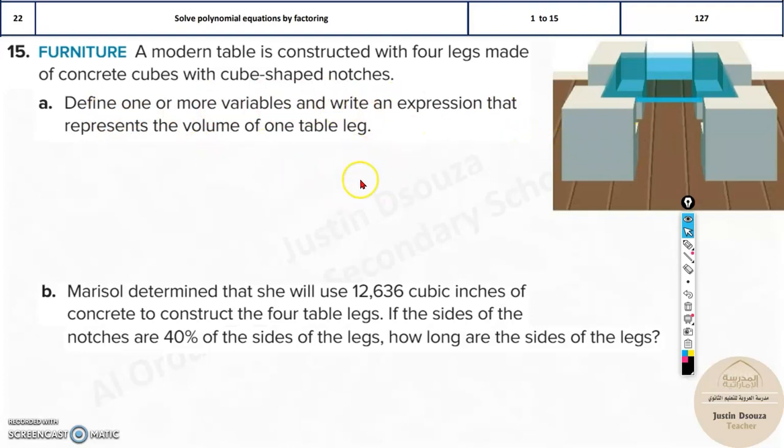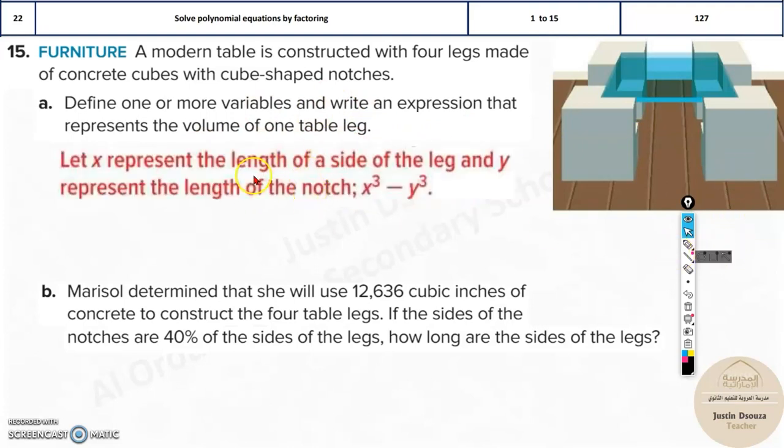We just saw the answer, but here is how we write it, and it's very simple. This is one main leg, made of a concrete cube. This modern table is constructed from concrete cubes, and these are the notches. If you look carefully, the gray cube is the concrete cube, and the small hollow cube is the notch.